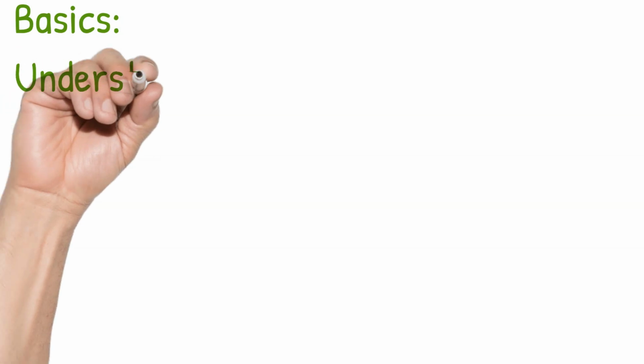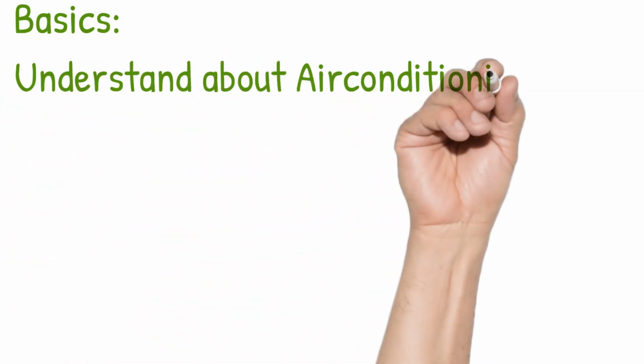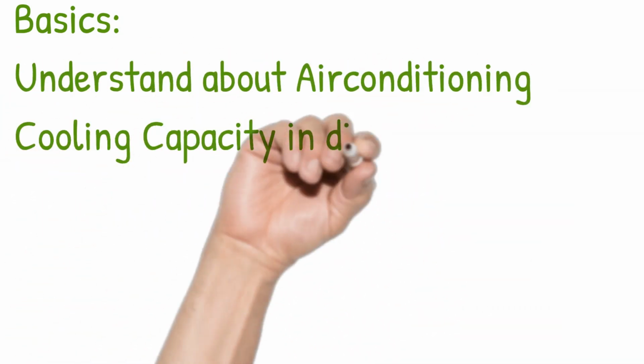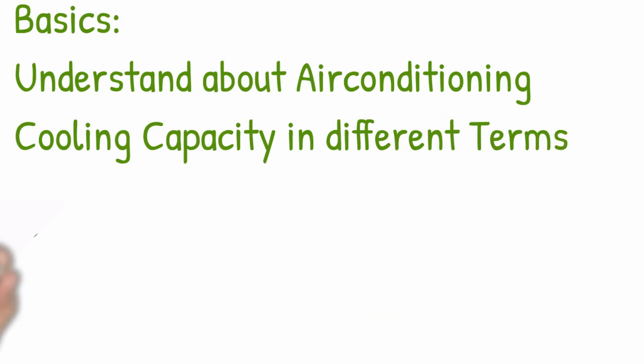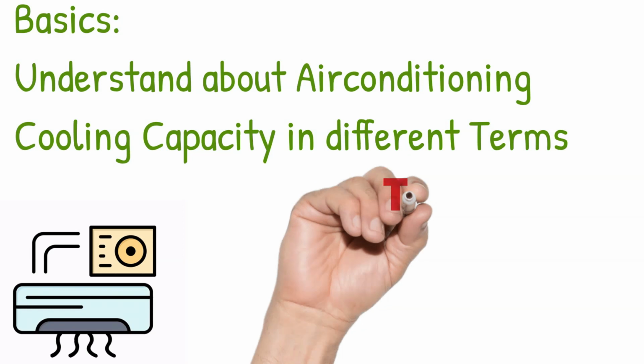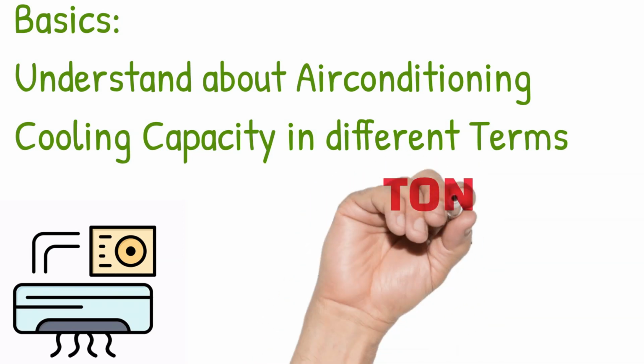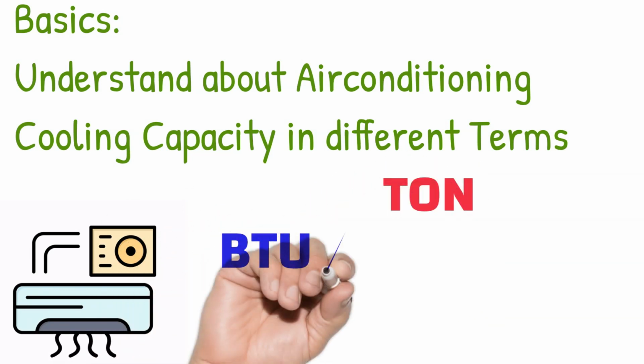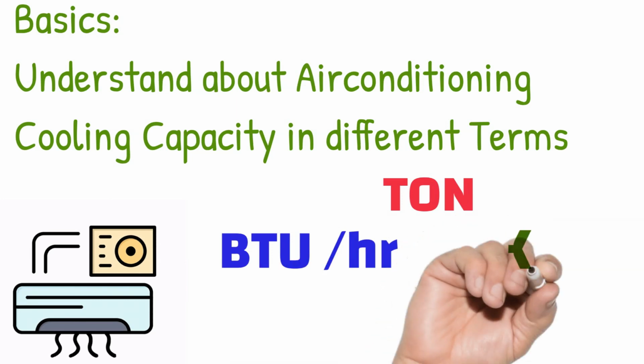Welcome friends. In this video, we're going to see about the cooling capacity of the air conditioning system, in different terms. Practically, the most commonly used capacity terms are ton of refrigeration, which is TR, BTU per hour, kilowatts, and horsepower. The least used term is kilocalories.